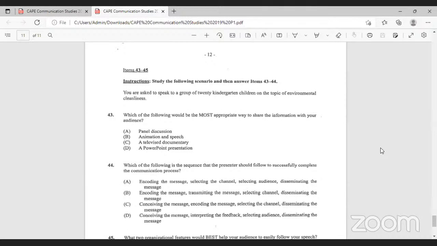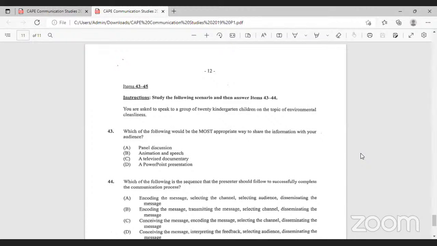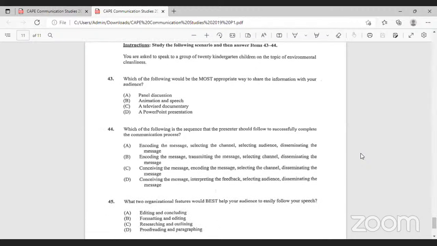Right. 43 to 45, last three questions. You're asked to speak to a group of 20 kindergarten children on the topic of environmental cleanliness. Which of the following will be the most appropriate way to share the information with your audience? Like I said, this module we've run through very quickly. It's very easy. 43, panel discussion, animation and speech, televised documentary, PowerPoint presentation. Everybody can say the answer is B, animation and speech. 44, which of the following is the sequence that the presenter should follow to successfully complete the communication process? This is just what you remember from the communication process. What is the correct order?